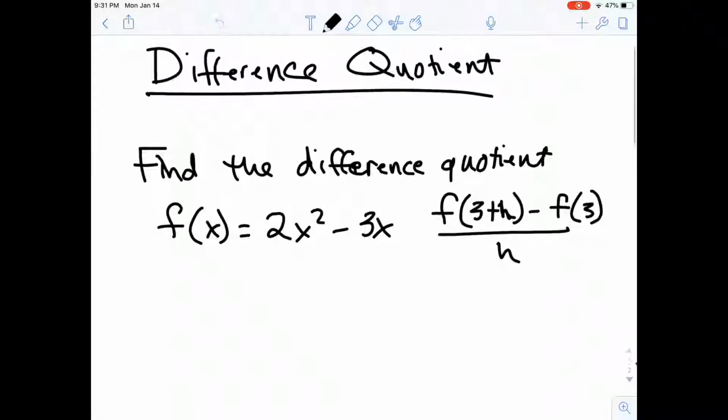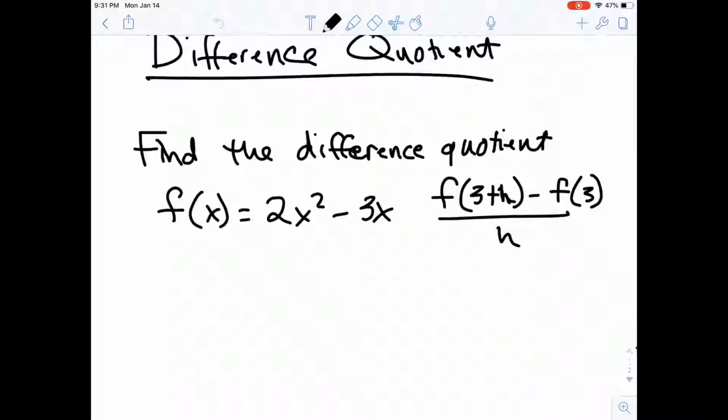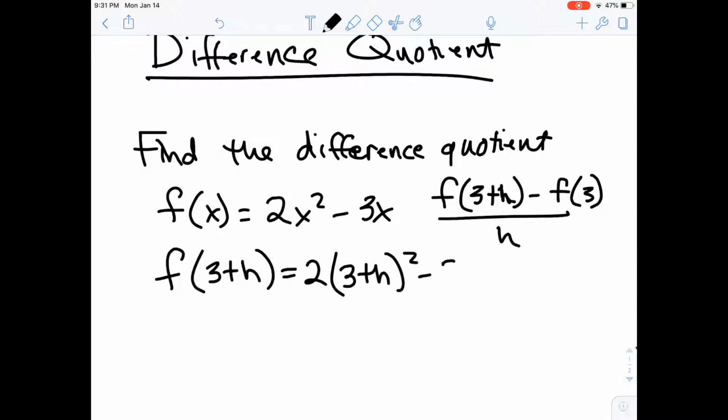All right, so let me show you what to do. First, I'm going to evaluate f of 3 plus h. Like I said, wherever I see an x in f of x in this equation, I'm going to substitute 3 plus h. So I get 2 times (3 plus h) squared minus 3 times (3 plus h).